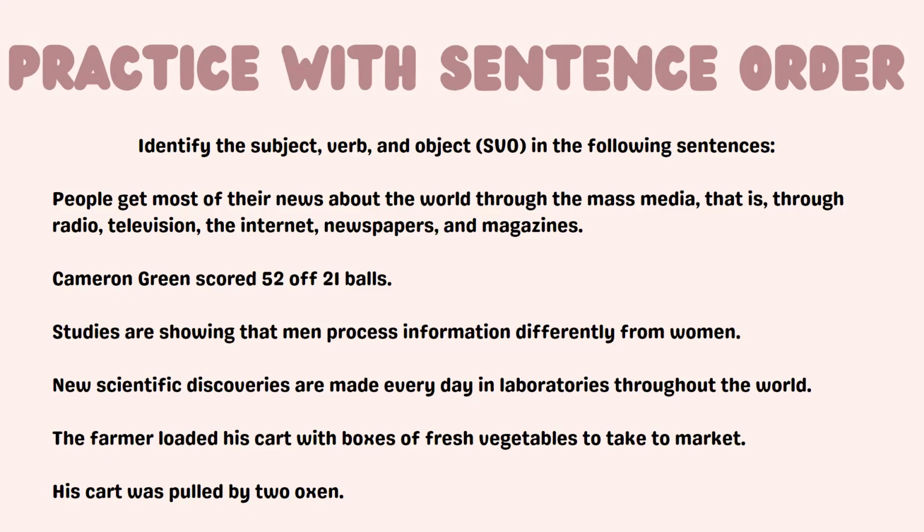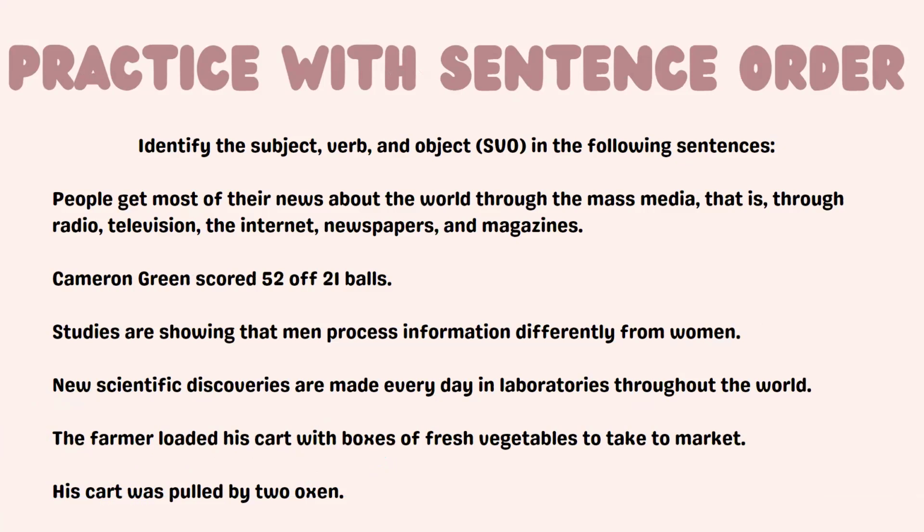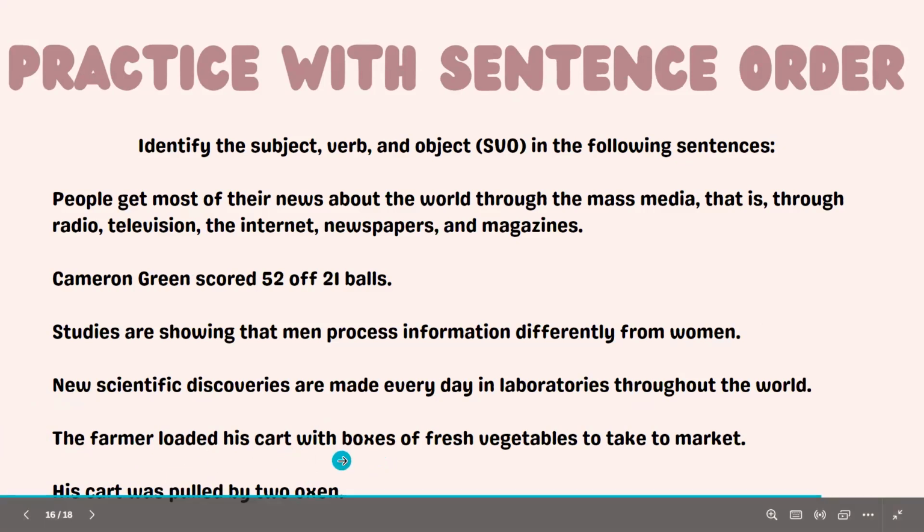Did you figure out the sentence order of these sentences? Let's go from the bottom up, since these are a little bit easier ones. Your subject is cart, your verb is "was pulled," and then your object is oxen. So another way to tell about subject, verb, and object is you can pull them out and it makes sense. You understand the point of the sentence. So "cart was pulled, oxen." You can figure out the cart was pulled by the oxen.